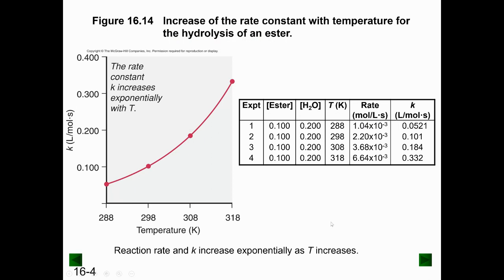So here is our rate constant K, and the rate constant K is plotted versus temperature in kelvins. And if you see here, the K goes up as the temperature goes up, but it's not linear, it's exponential. So here, the temperature is 288, and that's 0.0521. And then this temperature is 318, and that goes up to 0.332. So in other words, when things are exponential growth, they go up at a much more dramatic rate, not linear, but it dramatically changes with small changes in temperature.